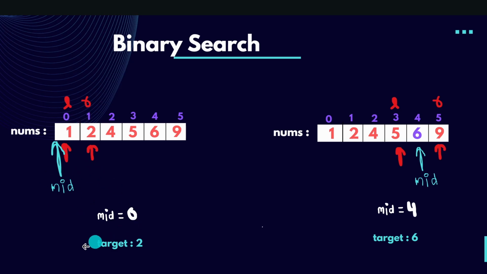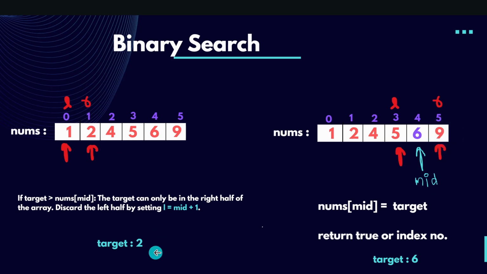Now you can see the target value is 2, but nums of mid is not equal to the target value. So again we need to compare this mid value and recalculate the mid value. Again we are getting 0. After that, with the help of the left pointer, we move left to mid plus 1, because nums of mid is less than the target. So you move this left pointer here. After that, the left pointer, the right pointer, and the mid all point here.